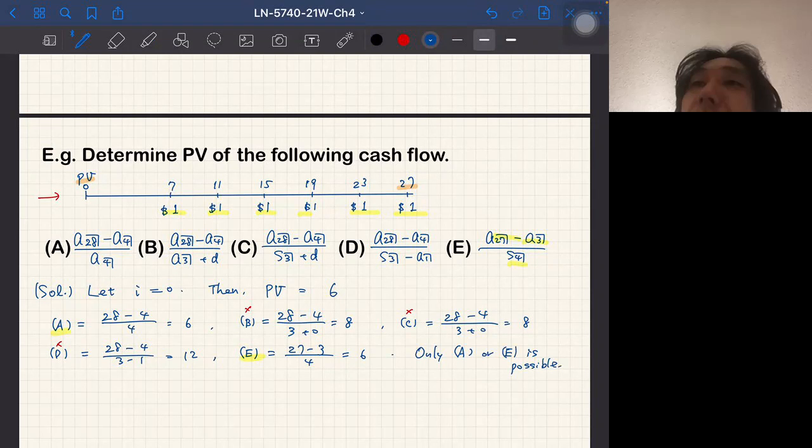Now we have to be a little bit creative. So maybe we start to evaluate PV. This $1 at time 7 is worth v to the power 7 in general. And at 11, this is worth v to the power 11 in general. So that means the PV is equal to v^7, v^11, and 15, 19, 23, and 27.